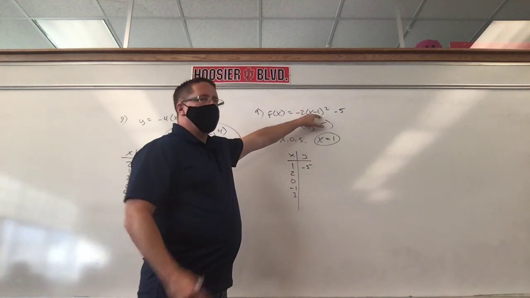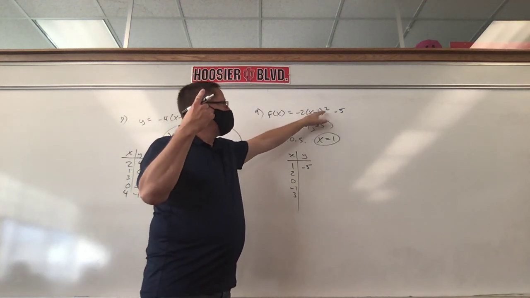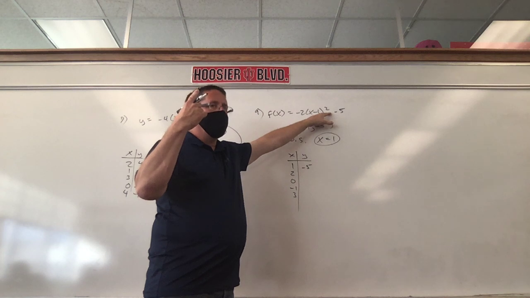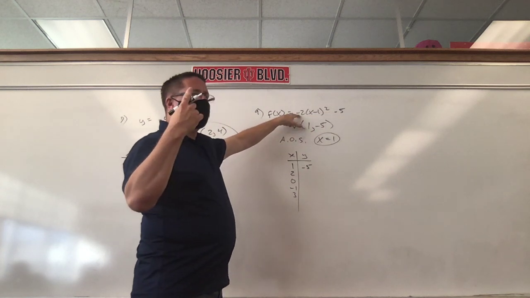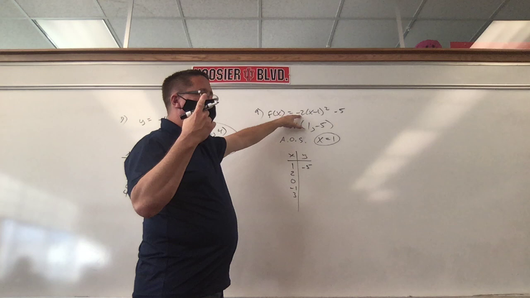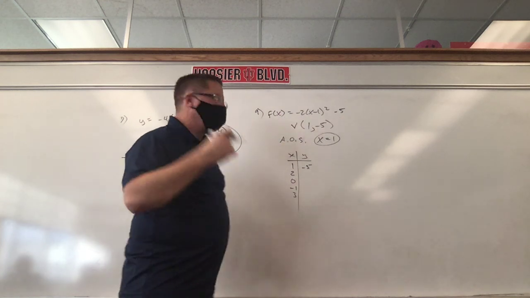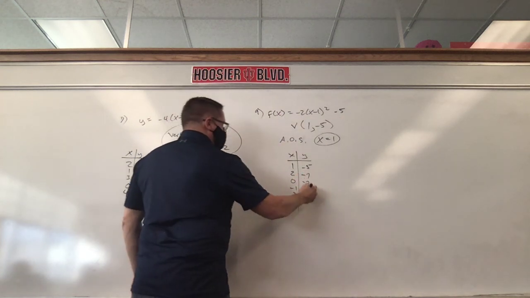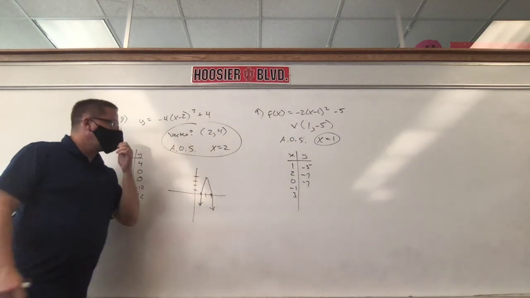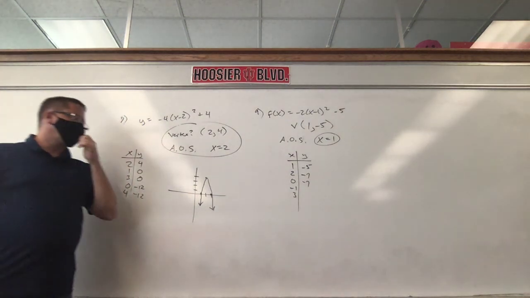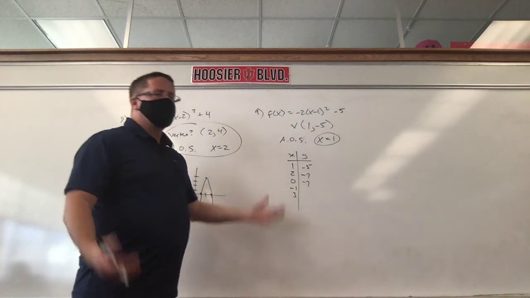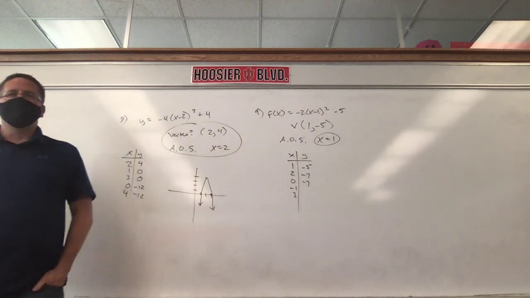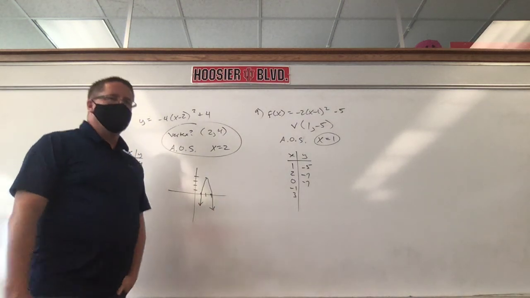Okay, 2 minus 1 is 1. 1 squared is still 1. 1 times negative 2 is negative 2. Minus 5 more is negative 7. 0 is also negative 7, because they're symmetrical. Now, students sometimes will ask, well, what if it's not symmetrical? Then it's not a parabola. Parabolas have to be symmetrical.